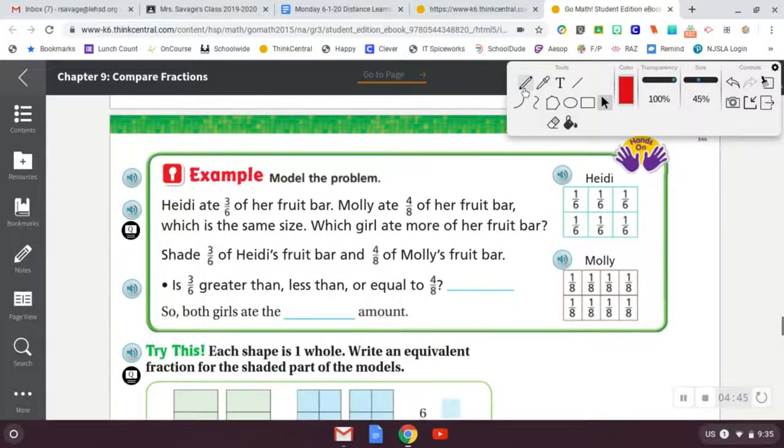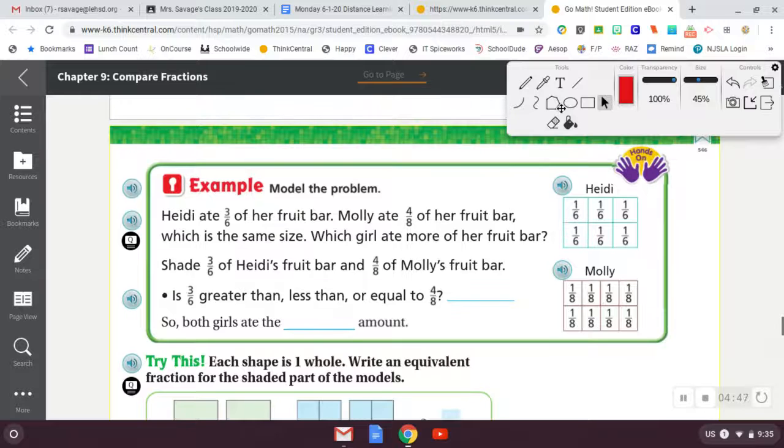Heidi ate 3/6 of her fruit bar. So I'm going to shade in 3/6 of that fruit bar. Molly ate 4/8 of her fruit bar, which is the same size. So Molly has this fruit bar. It's the same fruit bar, but she ate 4/8 of it. Okay. And this is very sloppy, but you know that Heidi ate that top. Molly ate this top.